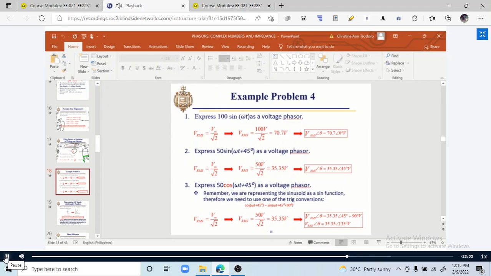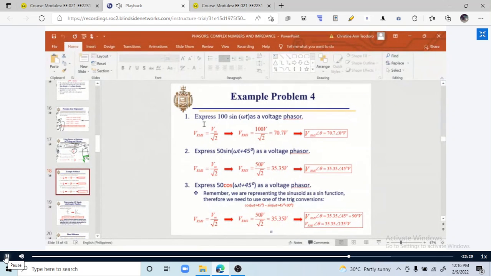Are you listening? My EE22S1. Starts with letter T. What is the format? It is in time domain format. Very good.